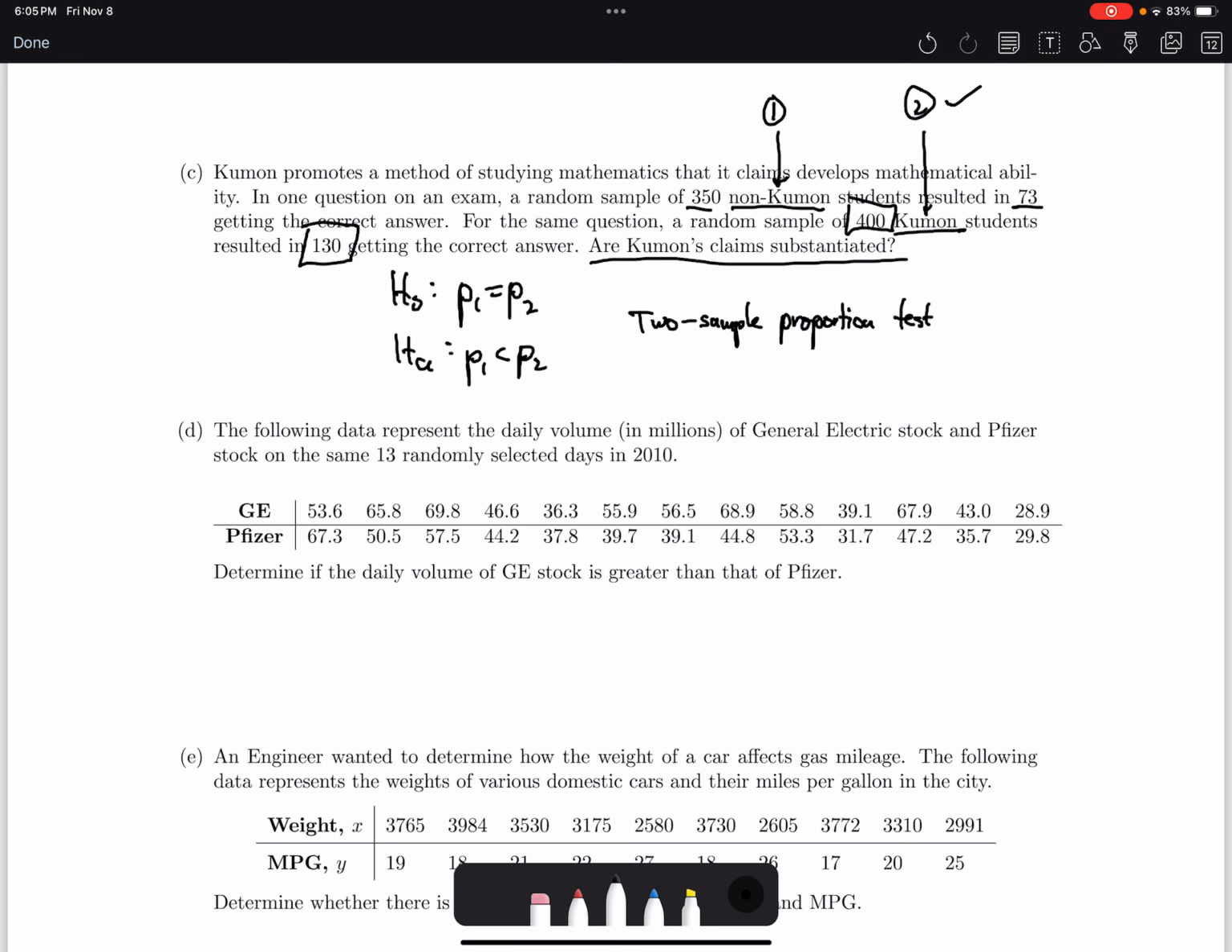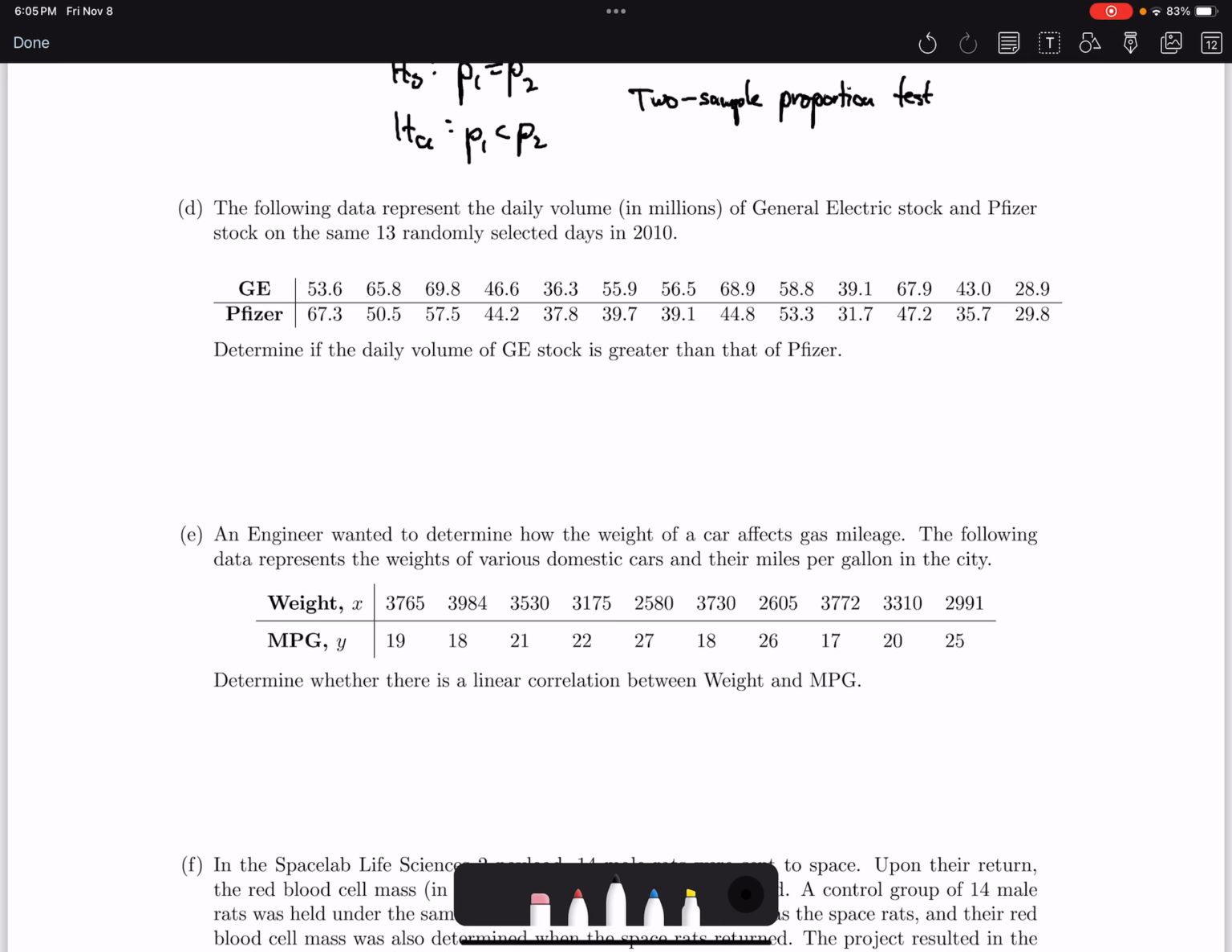Okay, here's another one. Part D. The following data represent the daily volume in millions of General Electric stock and Pfizer stock on the same 13 randomly selected days in 2010. Determine if the daily volume of GE stock is greater than that of Pfizer. Okay, so another tricky one, because no mention of the word mean, no mention of the word proportion. This time we're actually given the raw data.